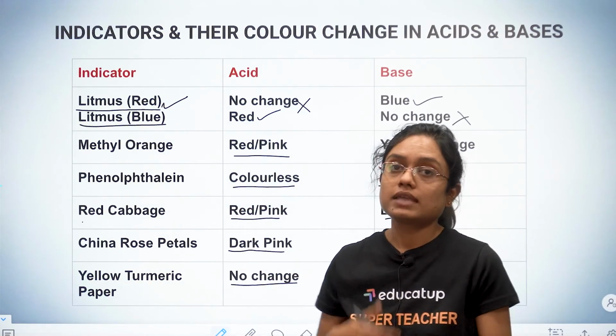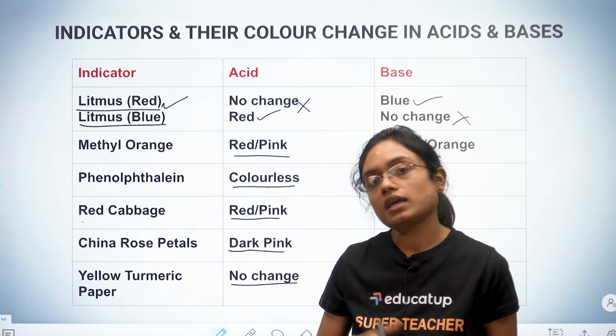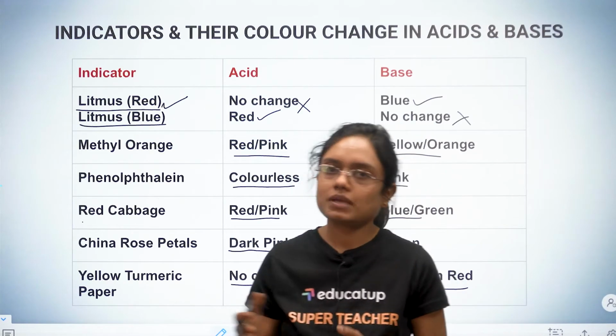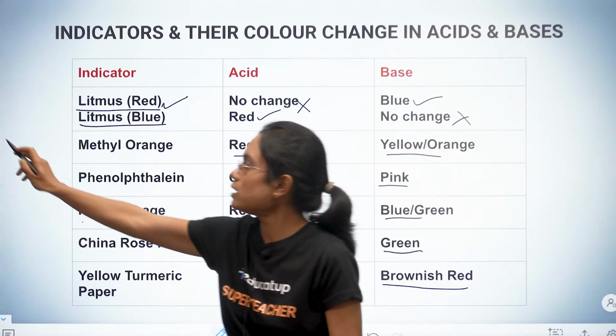And if it's a base, it will turn to brownish red, the paper. So I hope that what is an indicator and how indicators give a difference between acid and base, you must have understood. Now let's move ahead.